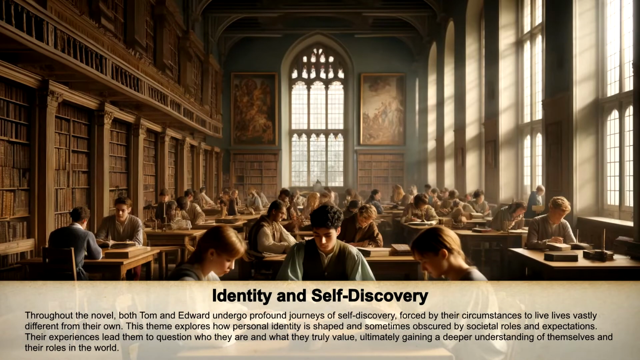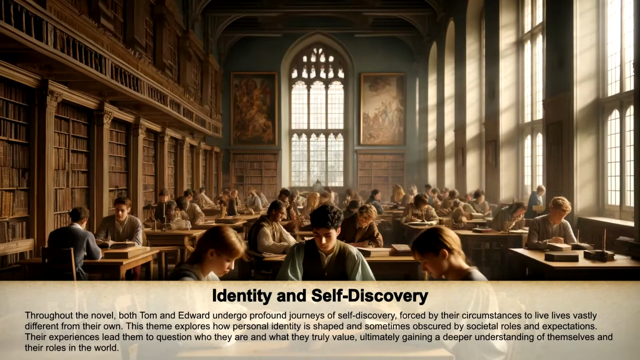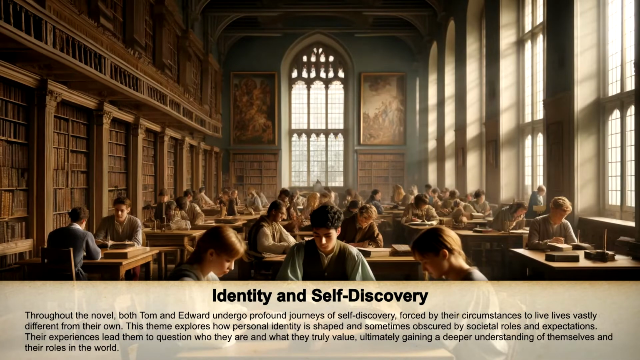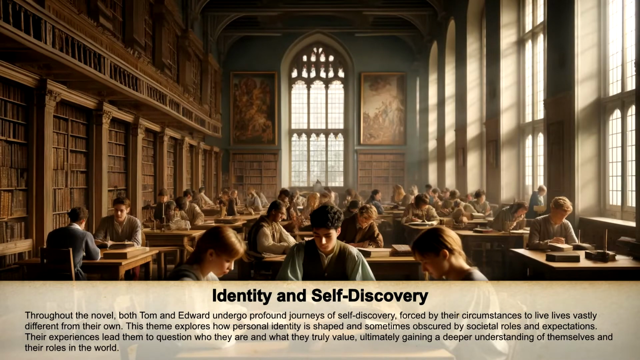Identity and self-discovery. Throughout the novel, both Tom and Edward undergo profound journeys of self-discovery, forced by their circumstances to live lives vastly different from their own. This theme explores how personal identity is shaped and sometimes obscured by societal roles and expectations. Their experiences lead them to question who they are and what they truly value, ultimately gaining a deeper understanding of themselves and their roles in the world.